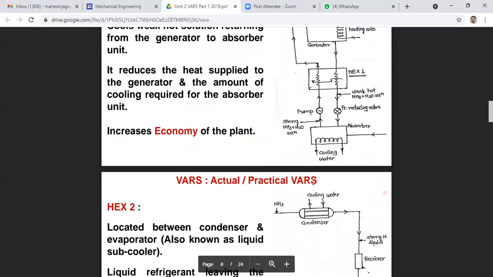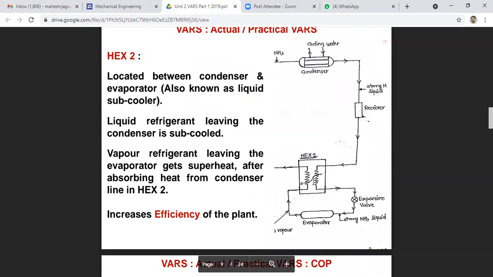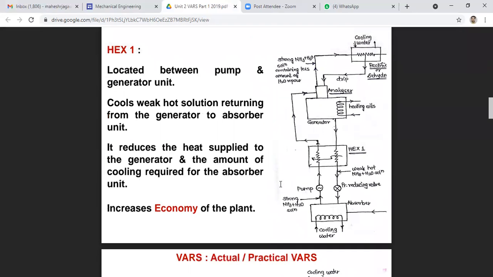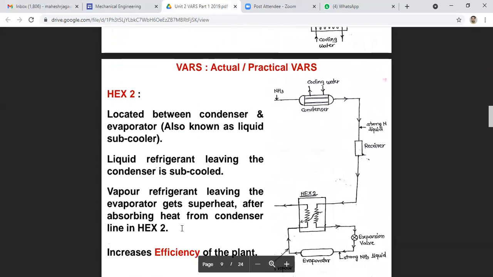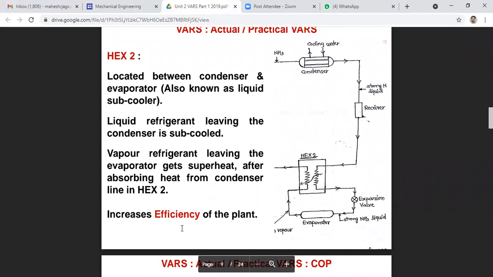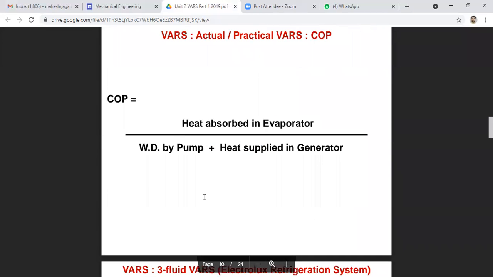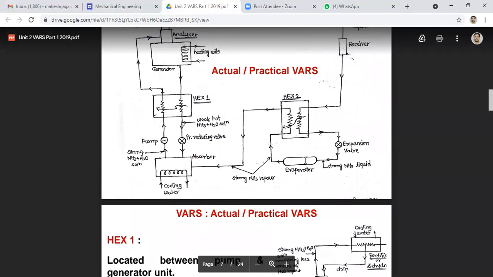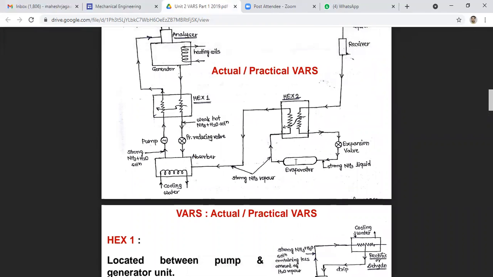So as we have discussed these points in this simple vapor absorption system, that is where is the location. Whenever we are supplying the heat exchanger, it will increase the economy of the plant. Also it will increase the efficiency of the plant, and COP, as I have told, COP is equal to heat absorbed in the evaporator. So here this is the desirable output which we require. We require the cooling effect or refrigerating effect.